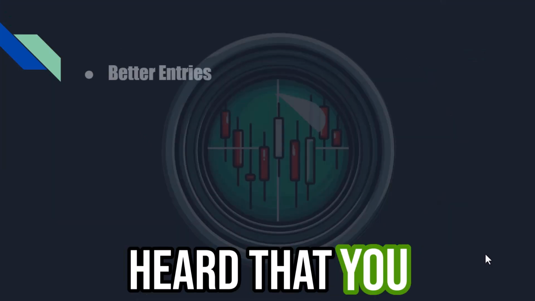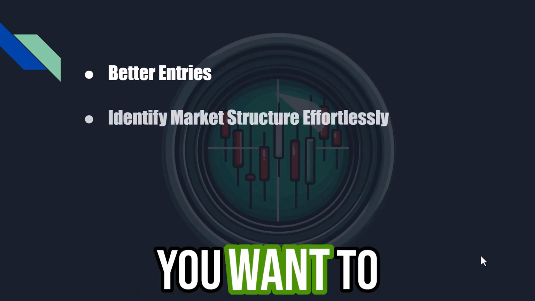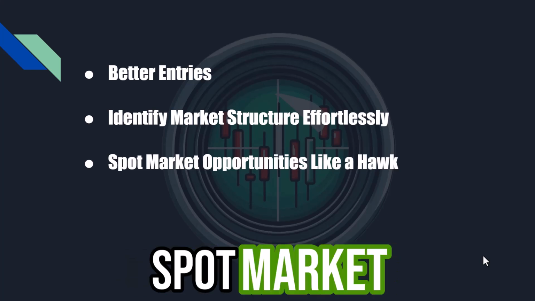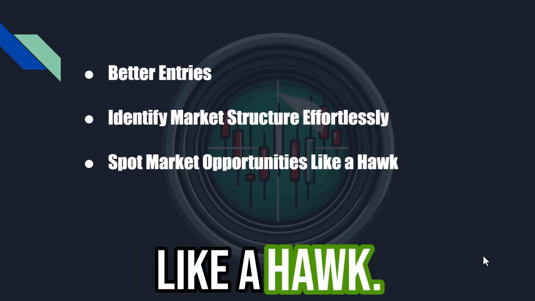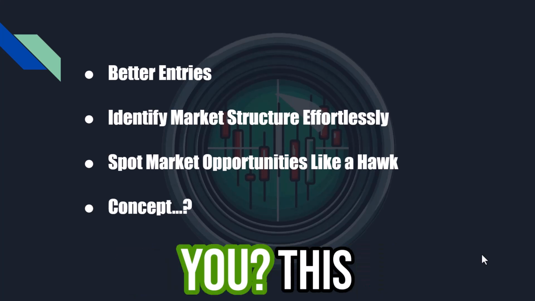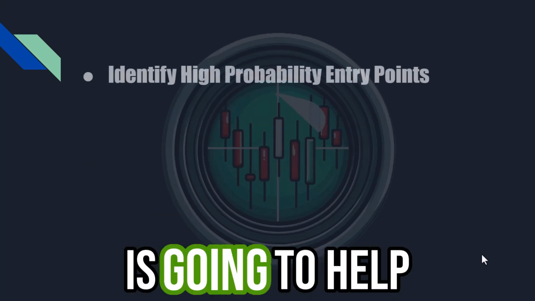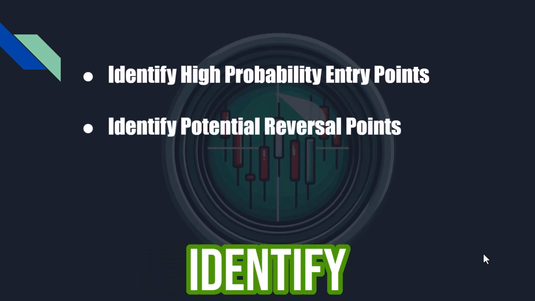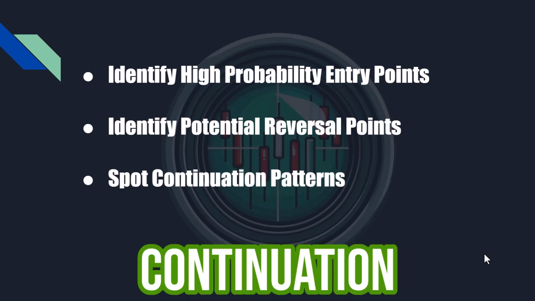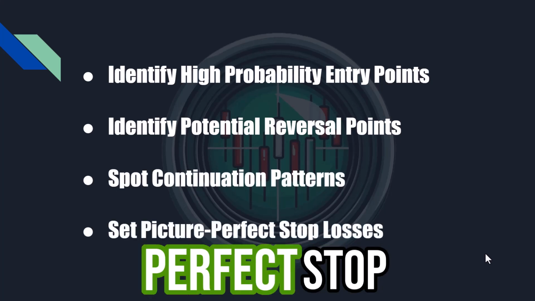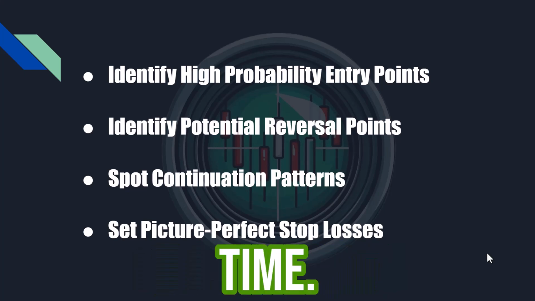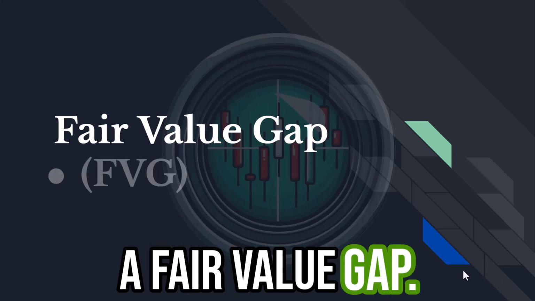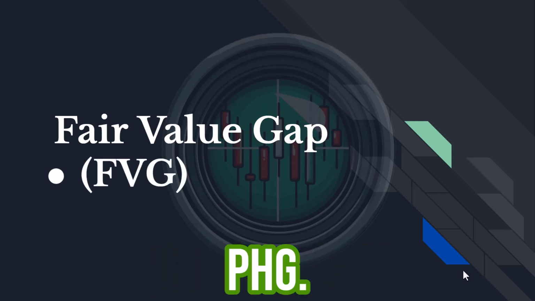So I heard that you want to have better entries. You want to identify market structure effortlessly, and you want to spot market opportunities like a hawk. Well, do I have the concept for you? This concept is going to help you identify high probability entry points. It's going to help you identify potential reversal points, spot continuation patterns, and set picture perfect stop losses almost every single time. This concept is referred to as a fair value gap, otherwise known as an FVG.